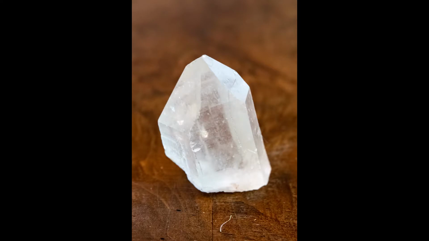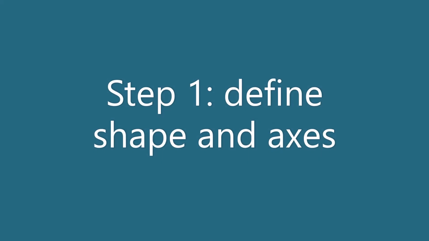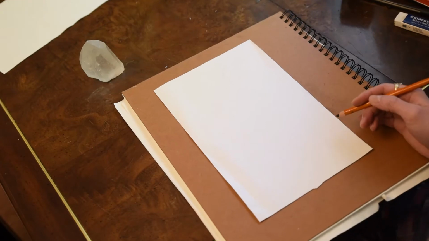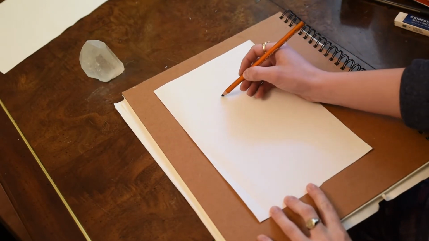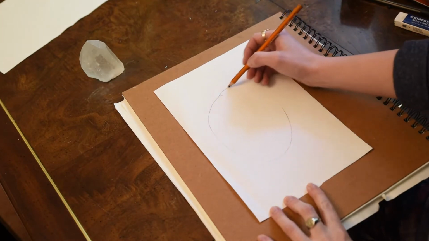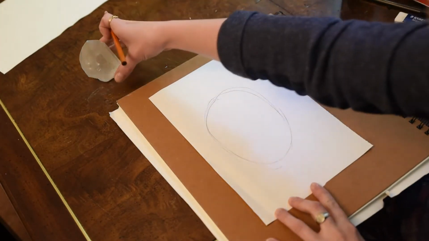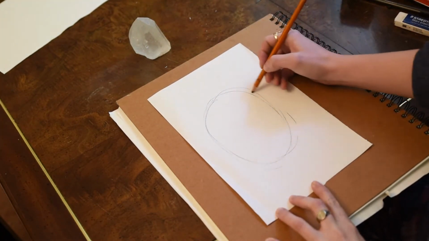The subject in this video is a quartz point, which is sample number 4 in your kit. The first thing I do when making a sketch is define the vague overall shape of the subject and its axes, or the directions of the height and width. How I think of this step is, if you blurred your eyes or took off your glasses, what would be the shape of the object?